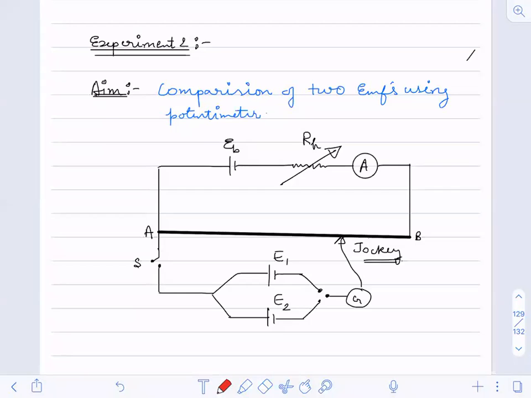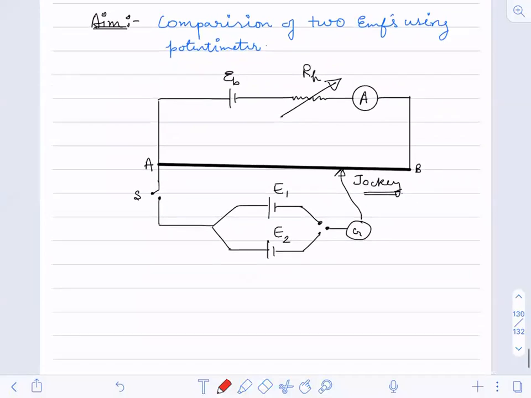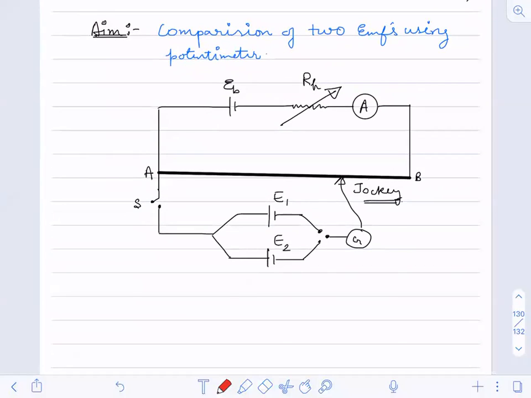We can calculate the individual EMFs using the first experiment, and then we can compare these two cells. So let us do this also. Just see the circuit over here. The aim of this experiment will be to compare the 2 EMFs using a potentiometer.